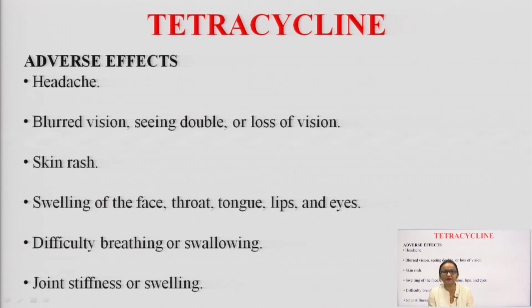Now the adverse effects: headache, blurred vision, skin rashes. One adverse effect I have told you, it shows chelation with some metal atoms. So it should not be given with milk at any time, because if you are using milk along with this drug, then there is a chance that it will not show any action because it will form a chelate. Adverse effects are headache, blurred vision, seeing double, loss of vision, skin rashes, swelling of the face, throat, tongue, lips and eyes, difficulty in breathing or swallowing, and joint stiffness or swelling. These are the adverse effects which are observed in almost all the patients who are taking tetracycline, right.